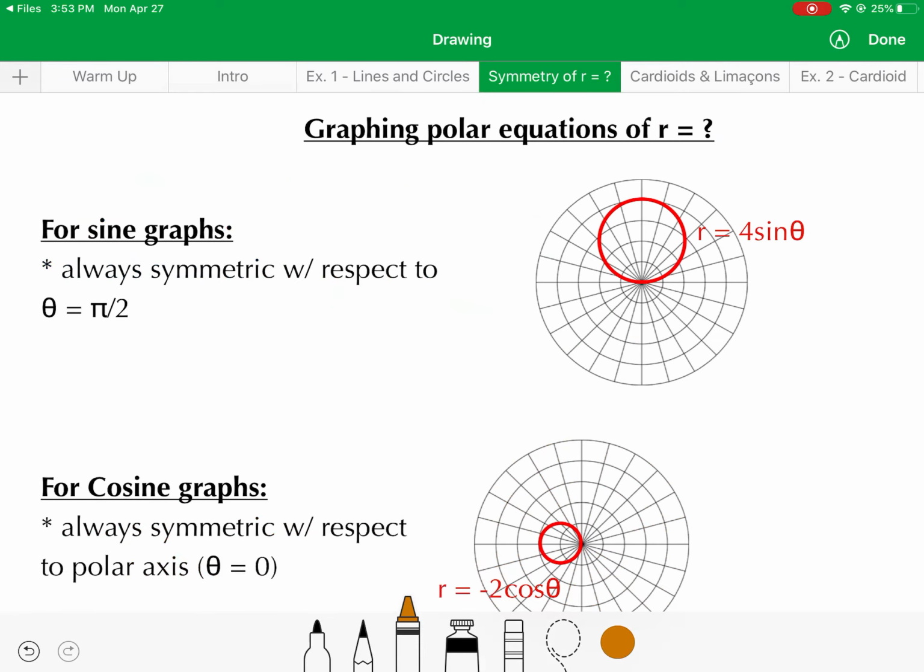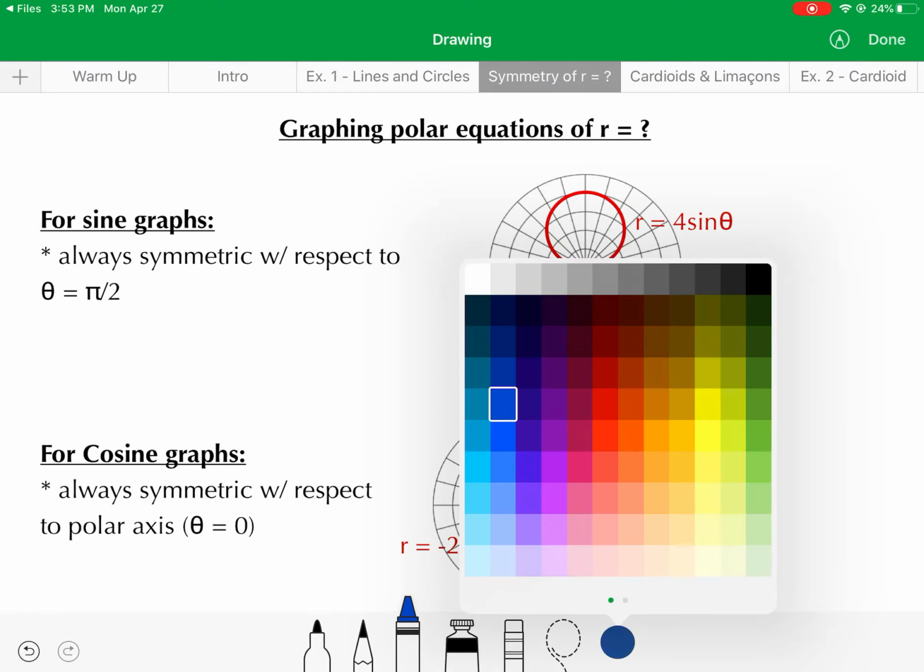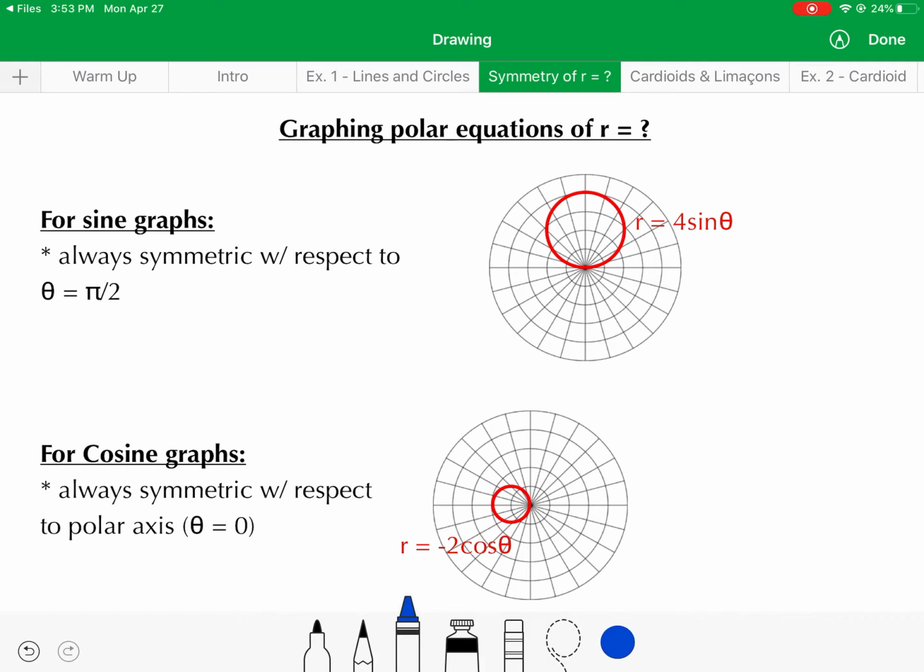All right, last thing I want to talk about real quickly in this lesson is symmetry within the graphs of various polar equations, okay? So these are some generalizations to make that are going to help us in the coming days, all right? Whenever I'm graphing polar equations of the form r equals, and the other side of the equation has a sine of theta in it, so for example, r equals 4 sine of theta, I can tell that the graph is always going to be symmetric with respect to theta equals pi over 2.